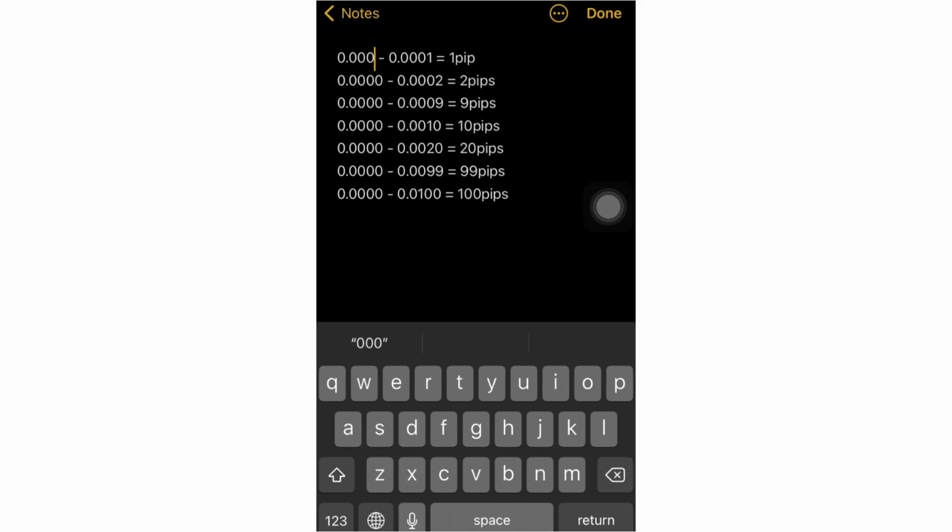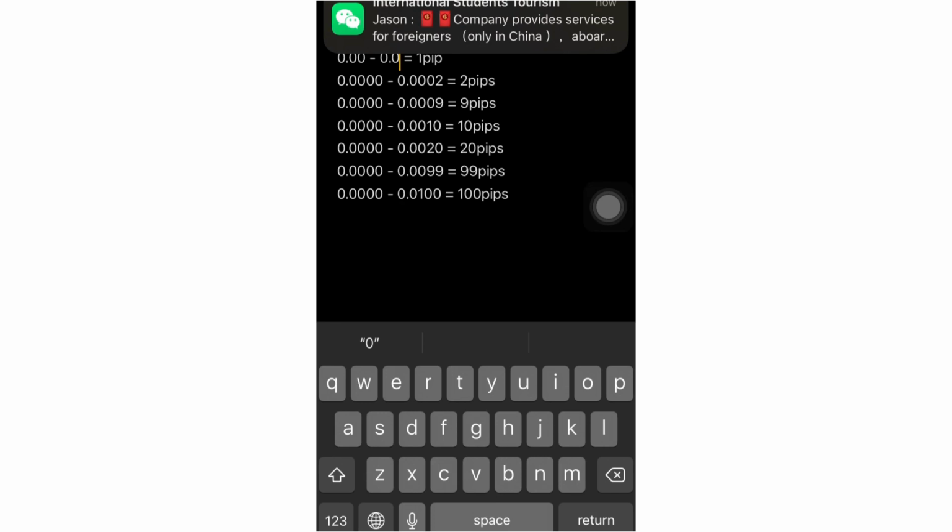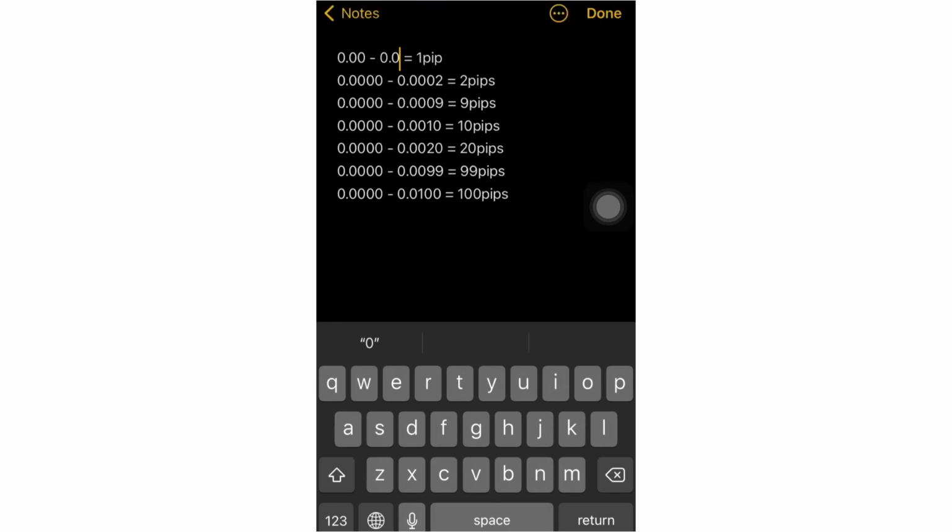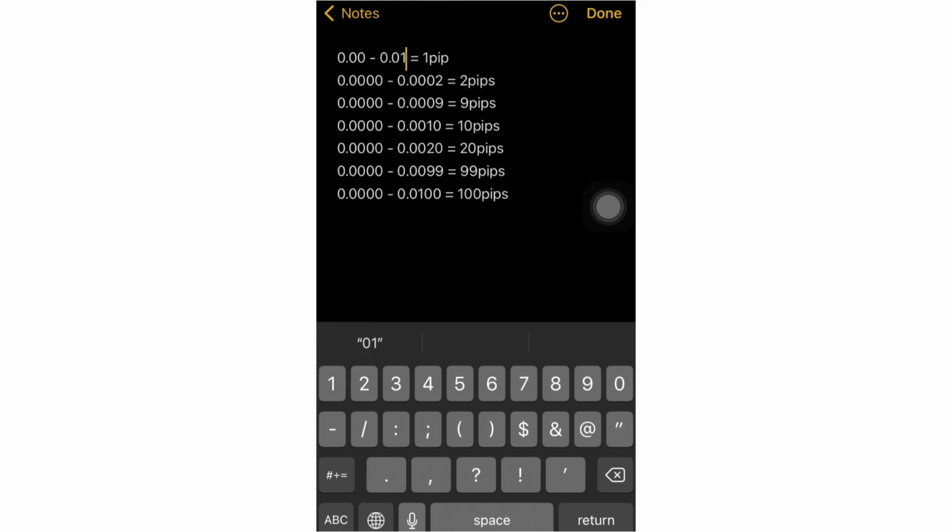This is JPY, guys. This is how JPY looks like. Okay, so guys, right now in JPY, for a pip movement, it's just in a decimal. For JPY, for 1 pip to go, it's just 1 pip. The same thing goes like this, 2 pips, right? You understand me, guys?